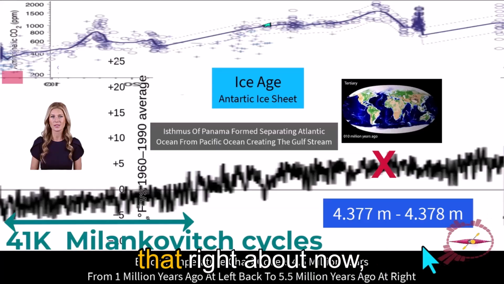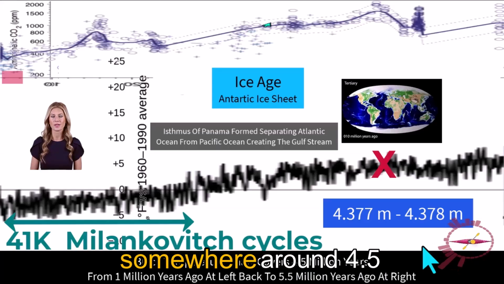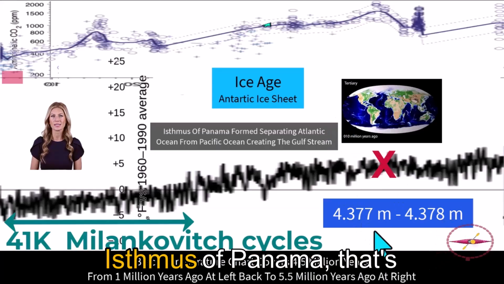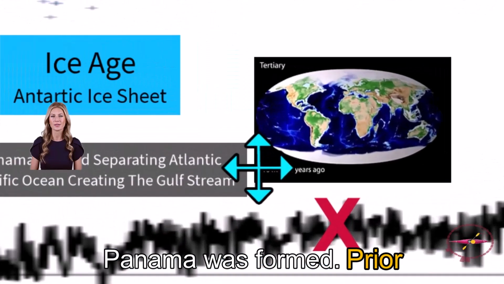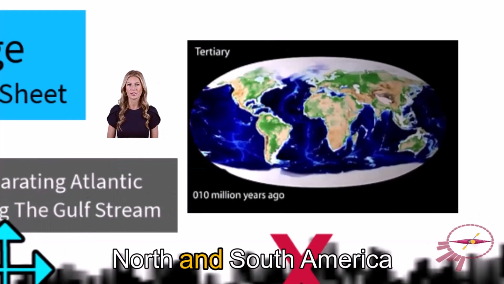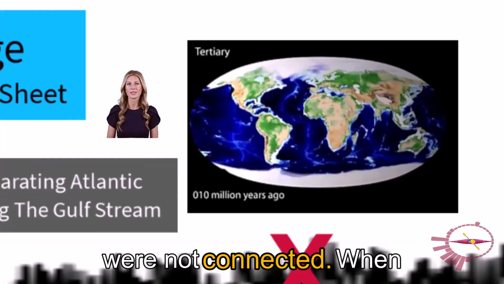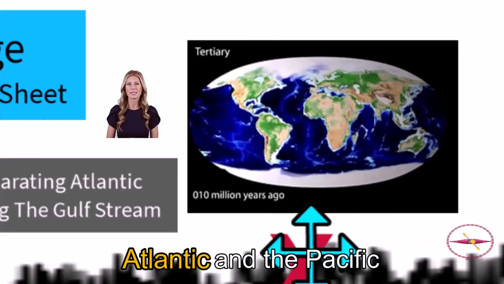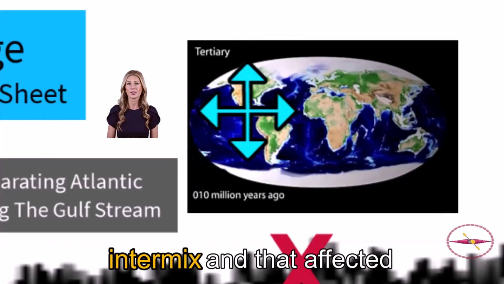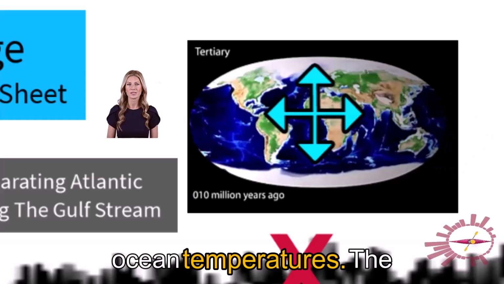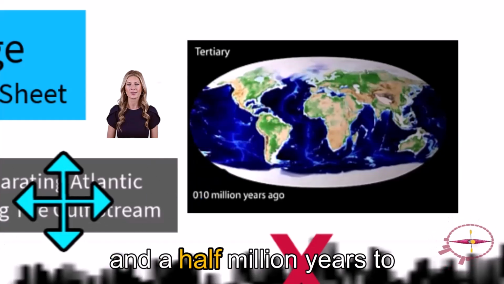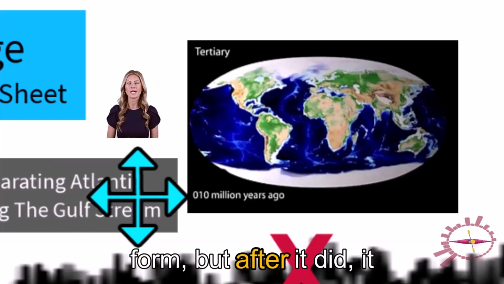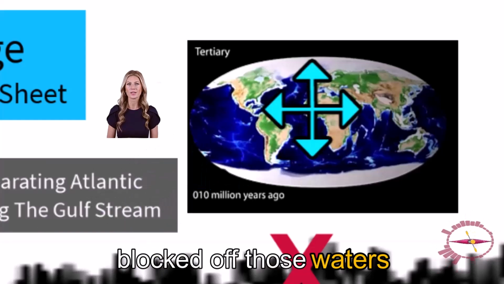I'll also point out that right about now, somewhere around 4.5 million years ago, the Isthmus of Panama, that's up here, Isthmus of Panama was formed. Prior to that, it was open. The North and South America were not connected. When they weren't connected, the Atlantic and the Pacific Ocean were allowed to intermix, and that affected ocean temperatures. The Isthmus of Panama, it's speculated, took about 1.5 million years to form. But after it did, it blocked off those waters mixing.